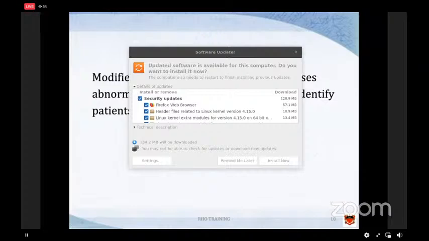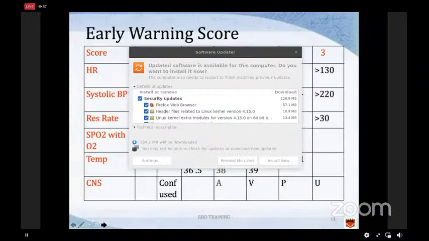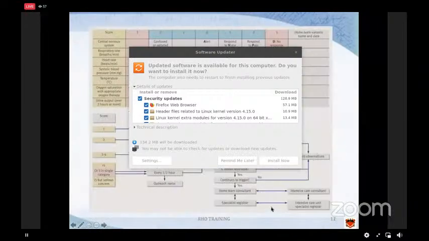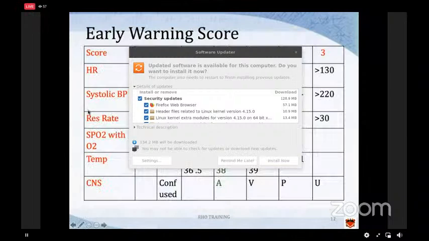Because you feel that this patient is not doing well, but how do you convey it to your seniors? You need to have a tool for that. That tool is the MEWS score, or the modified early warning score, which takes into account 3 major systems in the body: cardiovascular, respiratory, and CNS.